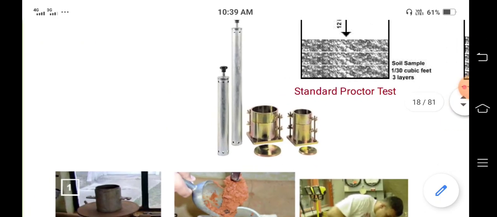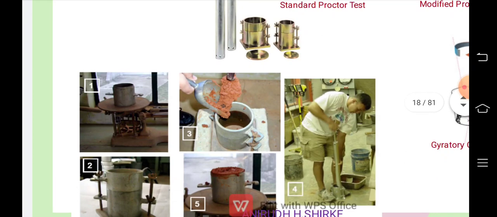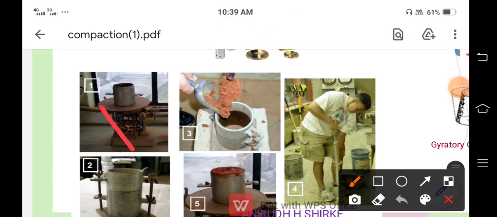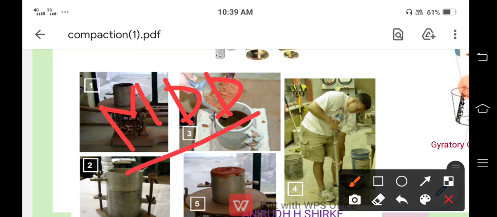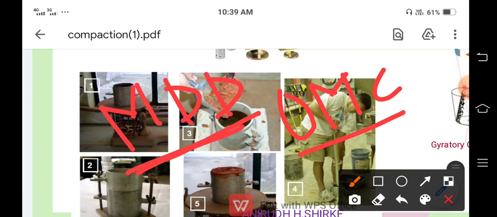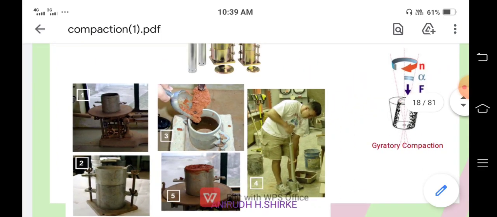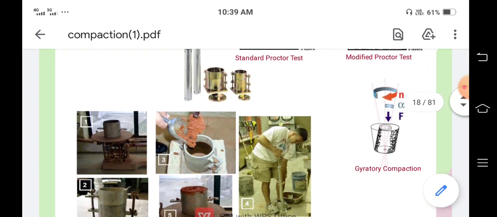So, let us discuss the first test, that is the standard proctor test. What is our final aim? Our aim is to find out the maximum dry density, that is MDD, and the second parameter, that is OMC, the optimum moisture content or optimum water content. First of all, we have to find out the maximum dry density. This test is similar to the core cutter test, but the difference is that the core cutter test is carried out in the field, and this is a lab test.